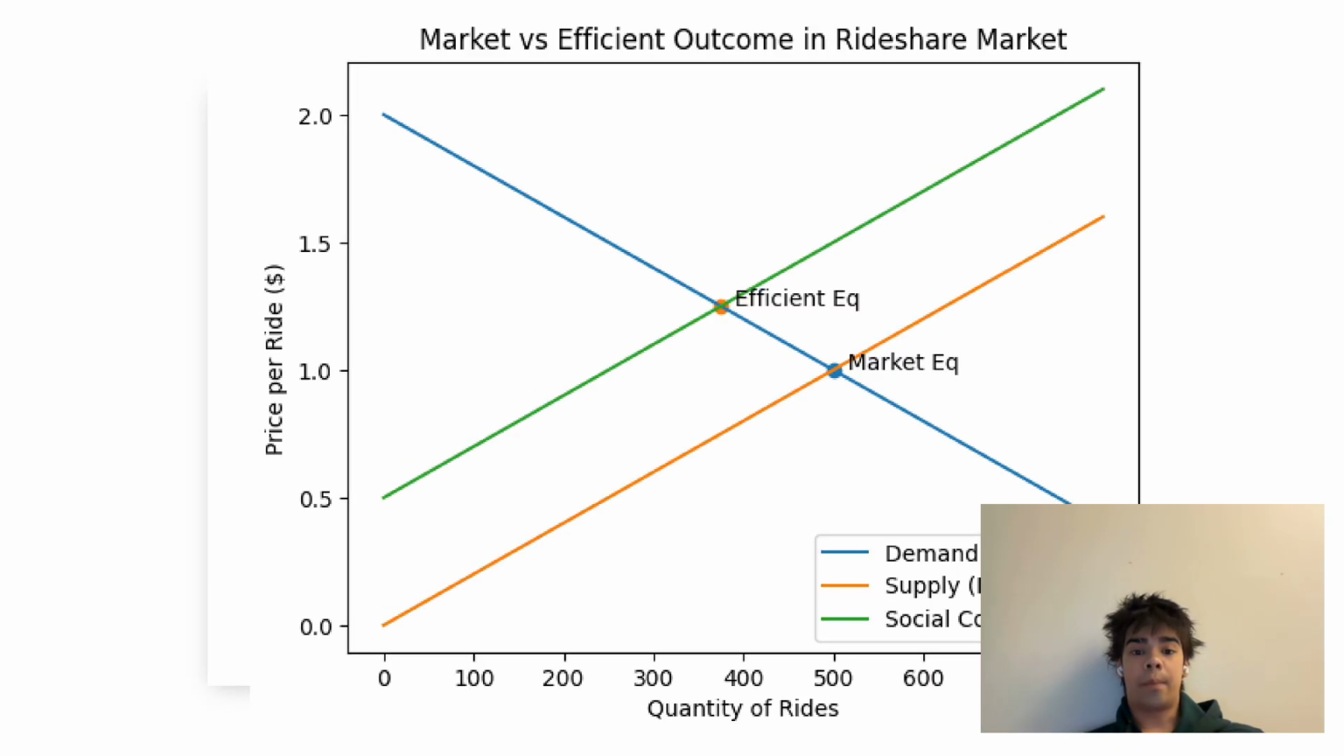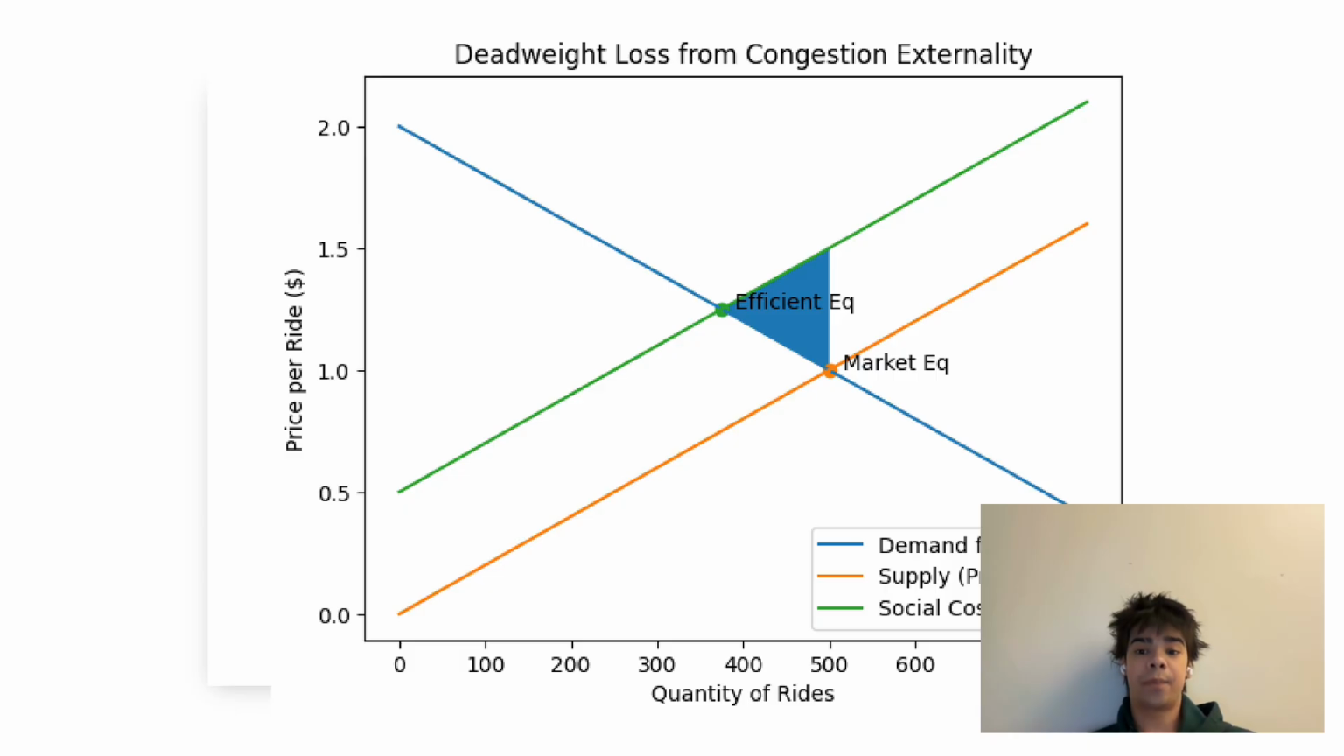So next slide here. Between 375 and 500 rides over here, the social cost of congestion exceeds the value that riders receive. So in other words, society loses more from traffic delays than riders gain from those additional trips. This loss in total surplus is called deadweight loss, and it represents market failure.